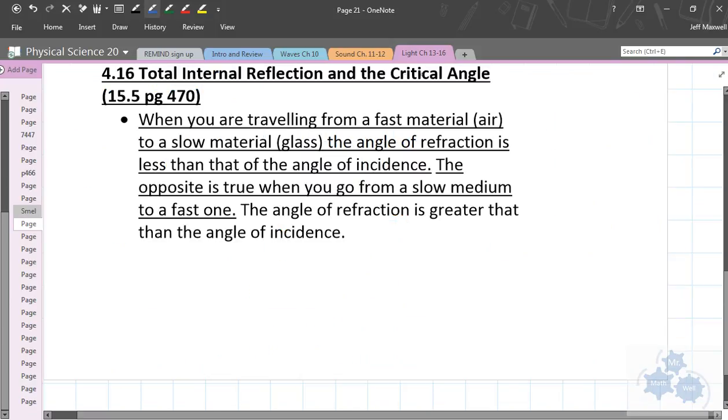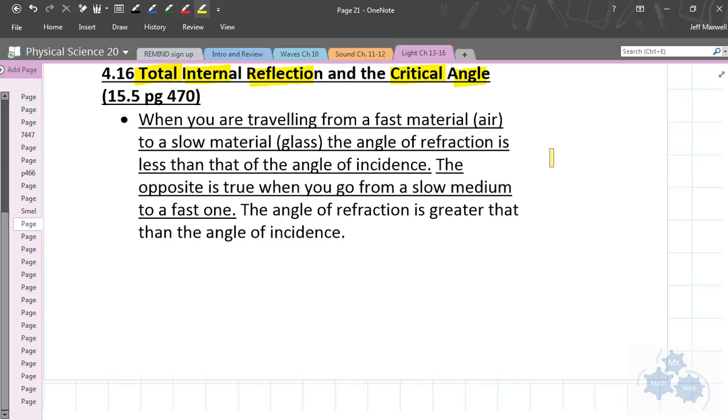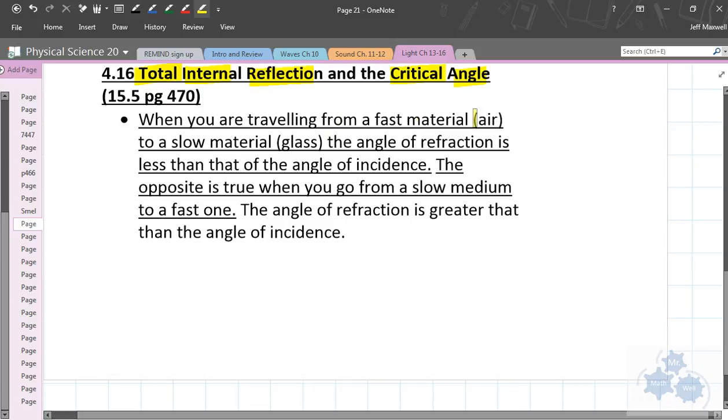All right, 15.5, page 470. We just talked about Snell's general equation, and we're going to talk now about total internal reflection and the critical angle. Okay? There's a couple things we need to talk about in this little section here. When you're traveling from a fast material, something like air, to a slower material, the angle of refraction is less than the angle of incidence. We just finished talking about that.